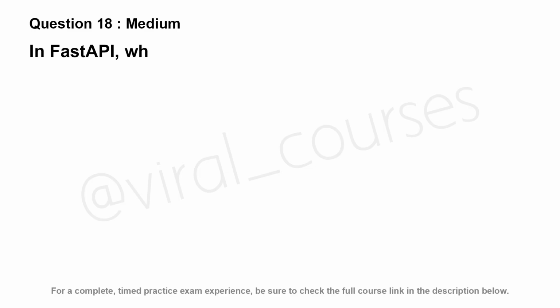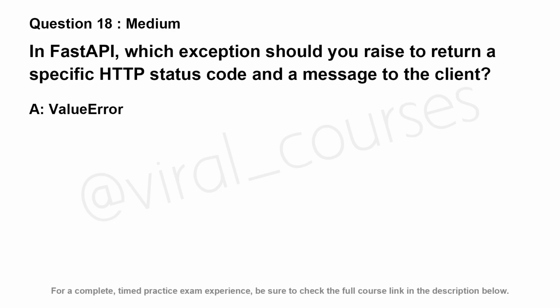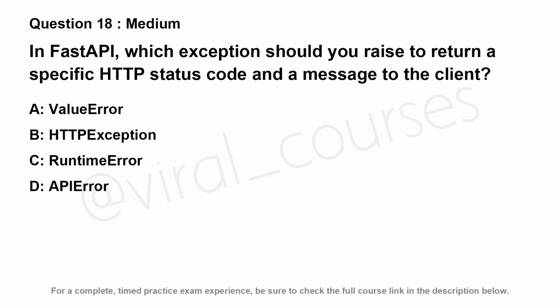In FastAPI, which exception should you raise to return a specific HTTP status code and a message to the client? Option A, ValueError. Option B, HTTPException. Option C, RuntimeError. Option D, APIError.